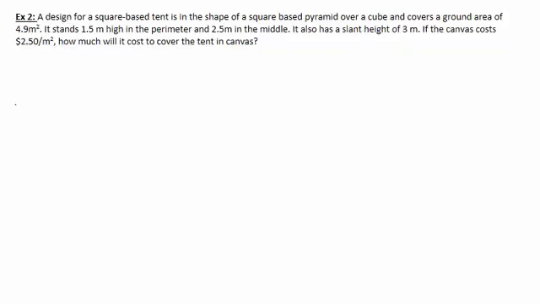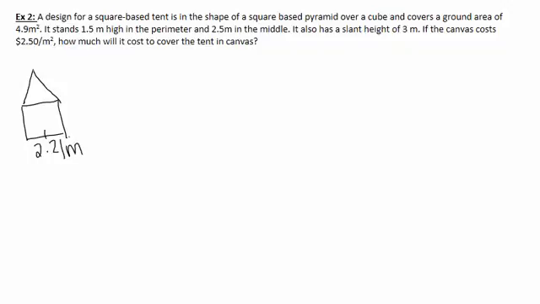So the first thing we should do is draw a picture of the tent. So we know its base is a cube, and we know it's a square-based pyramid on top. So again, this is the 2D version. Now let's label it. So if the ground that is covered is an area of 4.9 meters squared, that means something times something has to equal 4.9 meters squared, and that will be our side length. So if we take the square root of 4.9, we get 2.21. Therefore, we know that each side of the base is 2.21 meters.